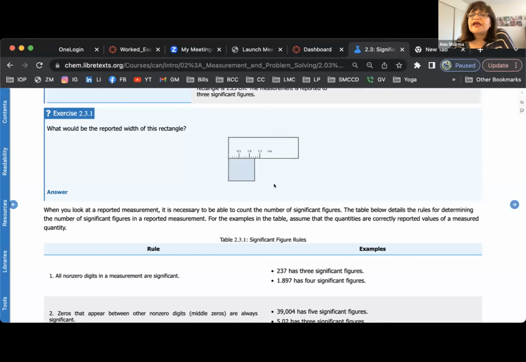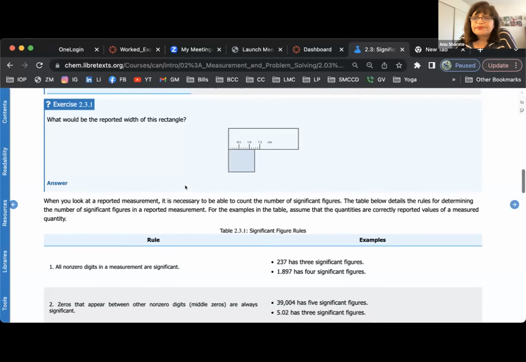This is the reason why we have all these significant figures rules, rules for rounding, and how far we can go after the decimal places. We can tolerate the uncertainty. So in this case, we for sure know that it is 1.2. That's for sure. But after that, we are uncertain. So the uncertainty is plus minus 0.01. So it can be 0.25, it could be 0.24, it could be 0.26. So that's uncertainty. But anyway, what would be the reported width of this rectangle?